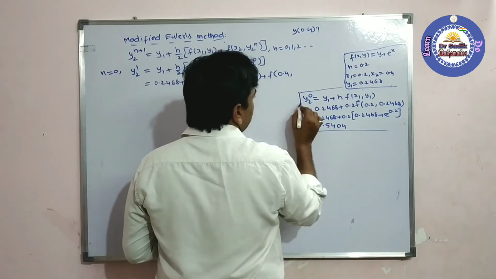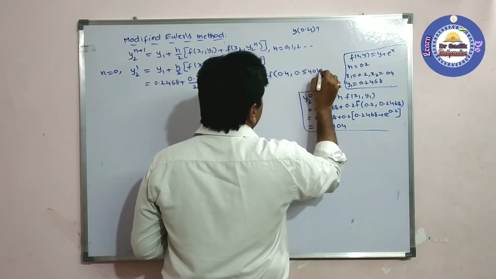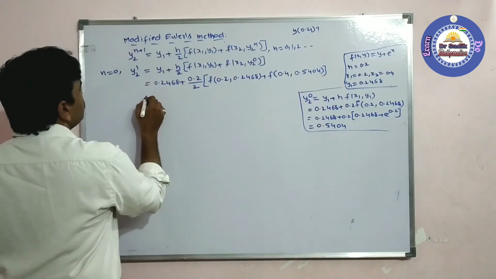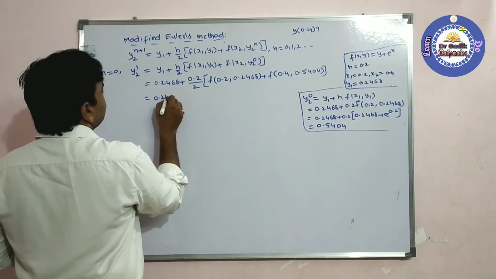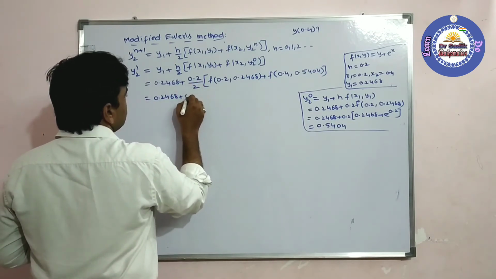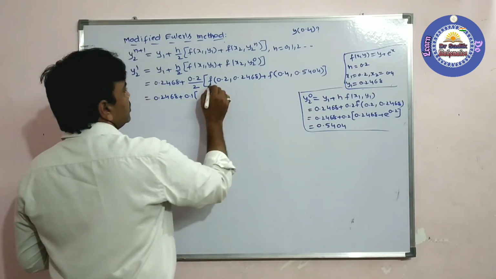y2 power 0 value is 0.5404. So that is equal to 0.2468 plus 0.2 divided by 2. We get 0.1. So this value is fixed.